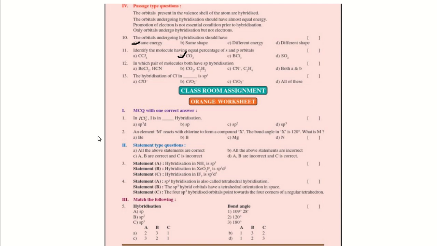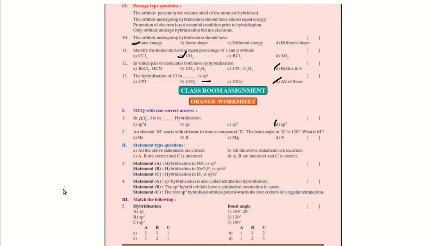Next, in which pair of molecules both have sp hybridization? It is D. Okay, both A and B. Next, the hybridization of Cl in HClO4 is sp3? It is all are sp3. Yeah, okay. So next, in ICl2+, the hybridization of I, we have to find, it is going to be sp3 when you solve it.